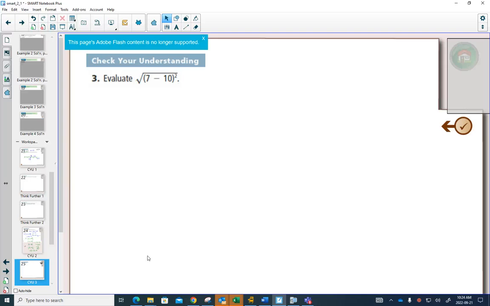All right, example 3. This is a little interesting, for a couple of reasons. First of all, can you see that you're squaring inside and then you're square rooting? Okay? So let's do some mental math.